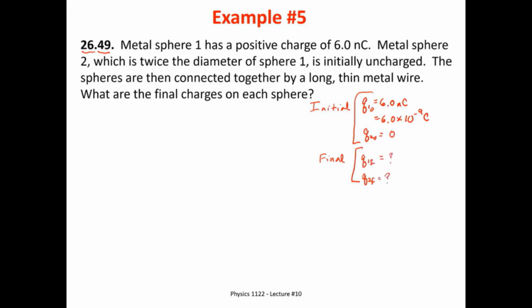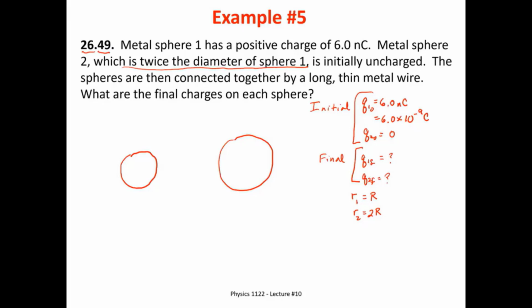And what we know is that metal sphere 2 has twice the diameter of sphere 1. So in other words, if the radius of the first sphere is r, then the radius of the second sphere must be 2r. And then that helps me draw a picture. So I've got sphere 1 and sphere 2. Sphere 2 is twice as big radially as sphere 1.